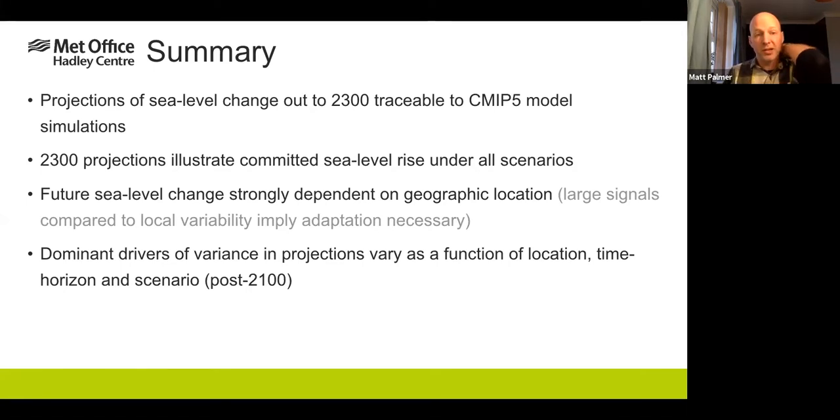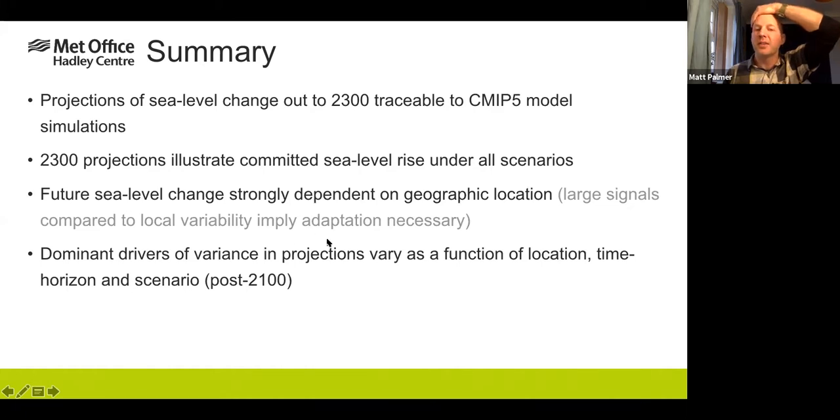The 2300 projections illustrate that there's committed sea level rise under all scenarios for the vast majority of locations around the world. And of course that sets some minimum requirements in terms of coastal adaptation to maintain current levels of exposure to coastal flooding and suchlike. The future sea level change is strongly dependent on the geographic location. And in general, the signals are large relative to local variability.